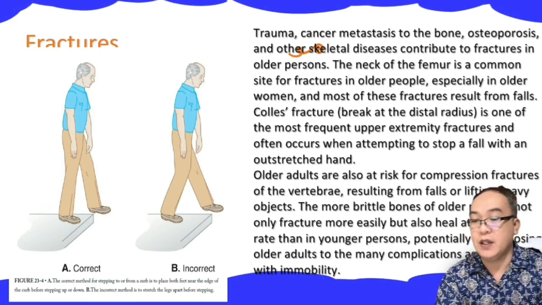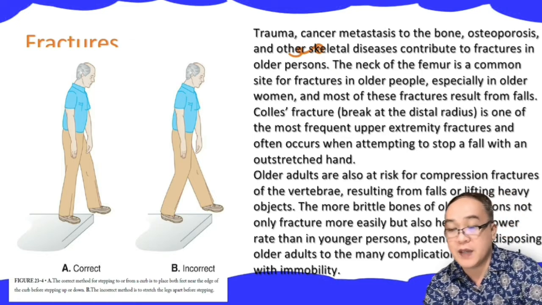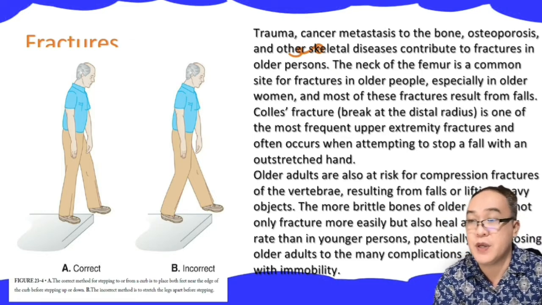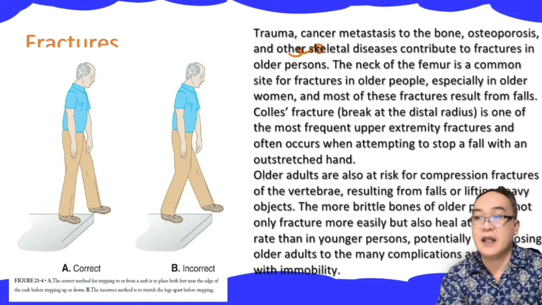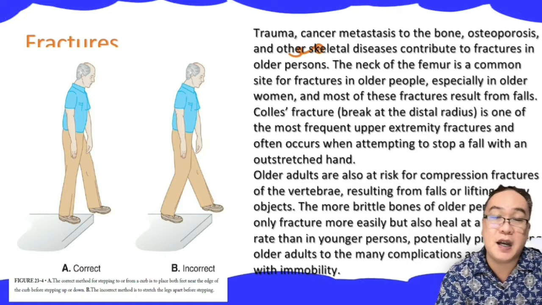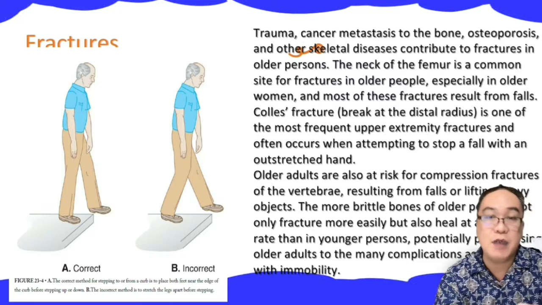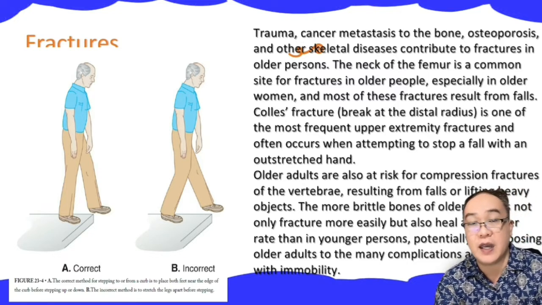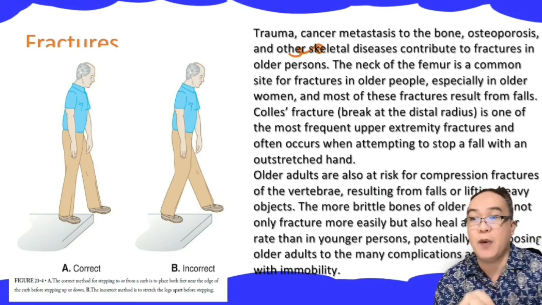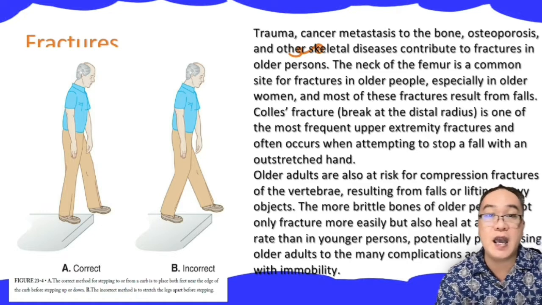Older adults are also at risk for compression fractures of the vertebrae resulting from falls or lifting heavy objects. And the more brittle bones of an older person not only fracture more easily but also heal at a slower rate than in a younger person. That's the dilemma. Aside from the risk of having this fracture, the healing process of an older person is usually slow compared to a younger individual, which predisposes our patient to experience more complications associated with immobility.